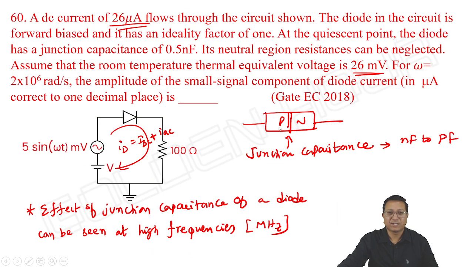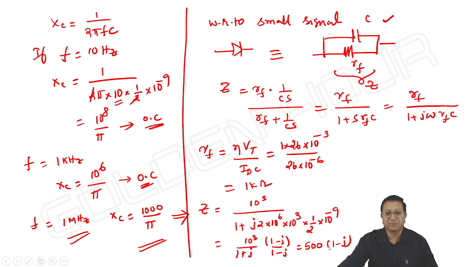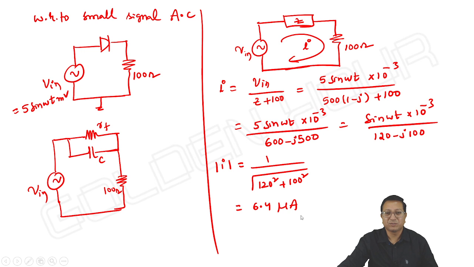That's it. So they are asking the amplitude of the small signal component of the diode current in microamperes corrected to one decimal place. Amplitude means it is 6.4 microamperes. That's it.